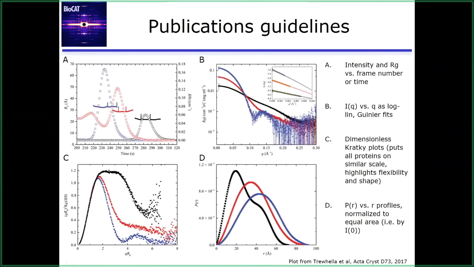Let me start going through the publication guide. This is kind of the first figure they recommend you include of your SAXS data. So this is for a SAXS experiment. Figure A, they recommend you include the scattering intensity versus frame or time number with the Rg plotted. This is what Kushal showed earlier in his talk. This allows you to assess how well separated your data is, if you have a good flat region where you can pick the data out of, or otherwise if you have to do something else to it to get out information.